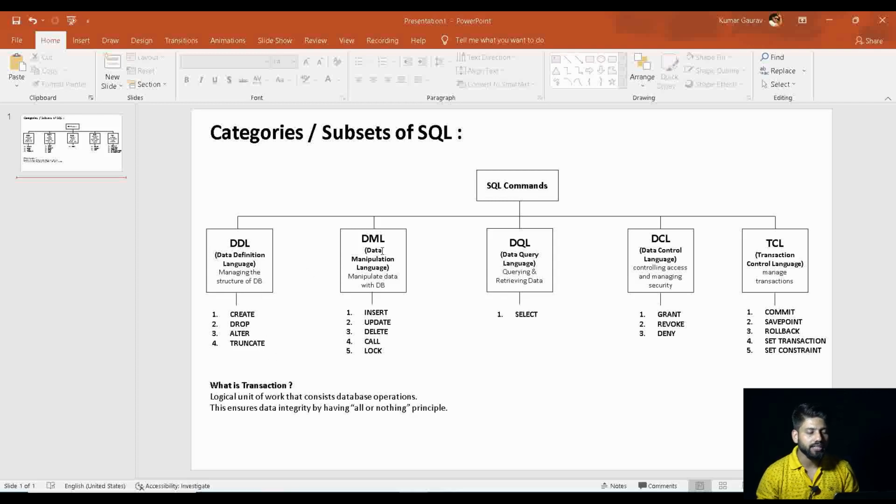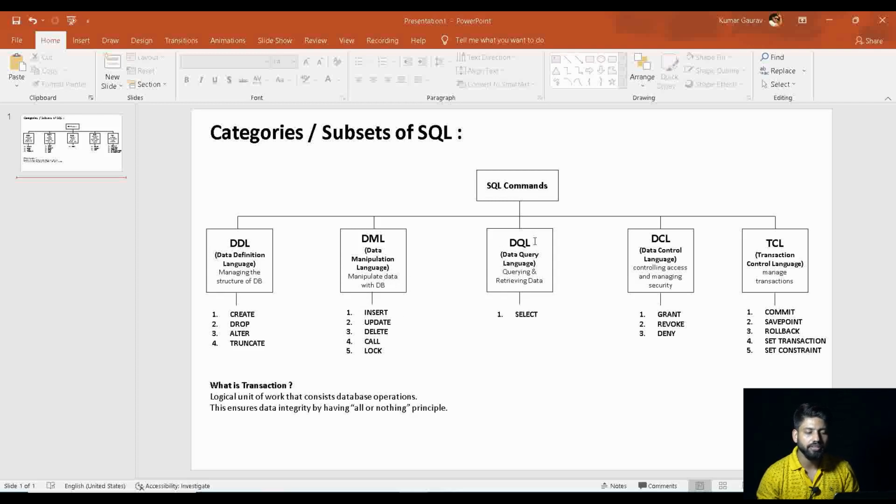After that, the second one is the DML. DML is the data manipulation category, in which we manipulate the data in the database. The commands are insert, update, delete, call and lock. These commands are responsible for manipulating data in the database or the table.